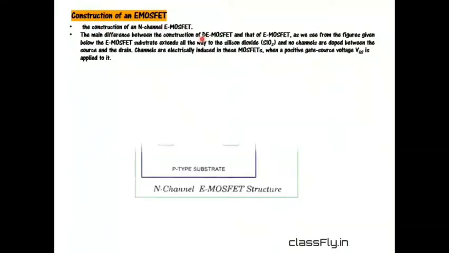So today we will be dealing with the construction of the EMOSFET. That means, yes, the enhancement type MOSFET. That means here there will be a positive gate bias voltage which will act as an enhancement MOSFET. So here also we will be taking the N-channel EMOSFET. So let's begin with the picturization.